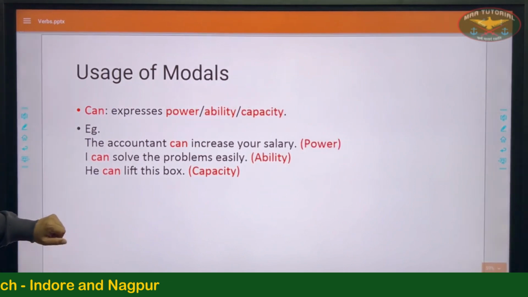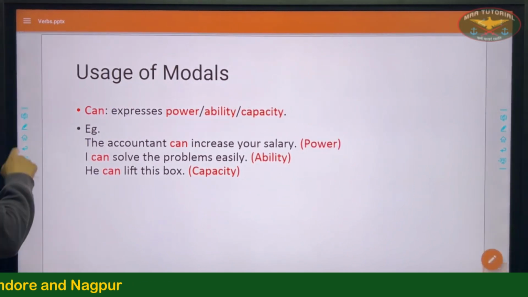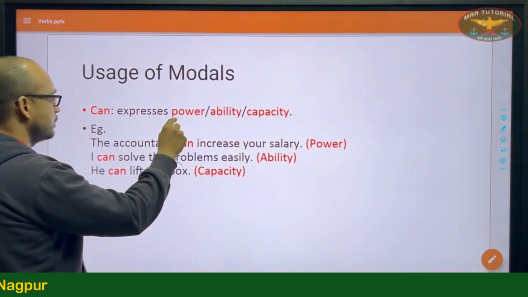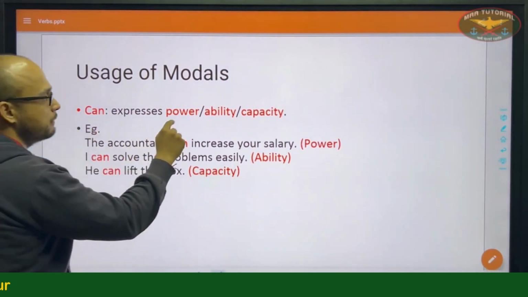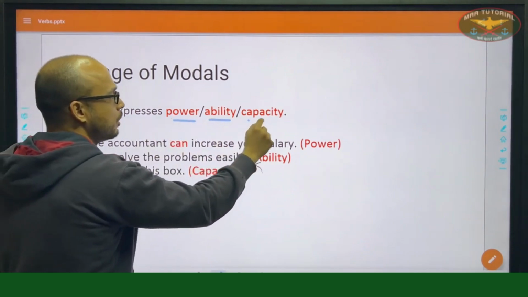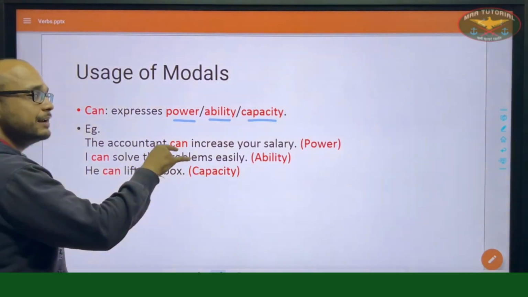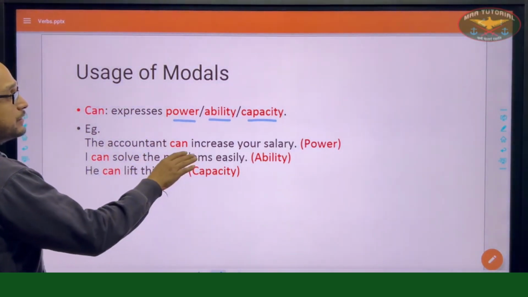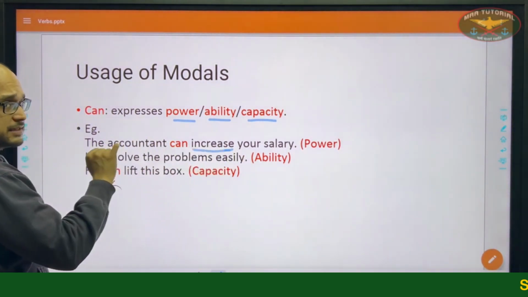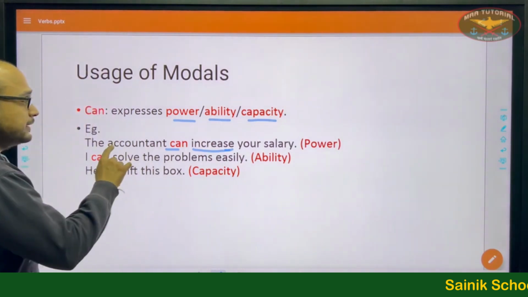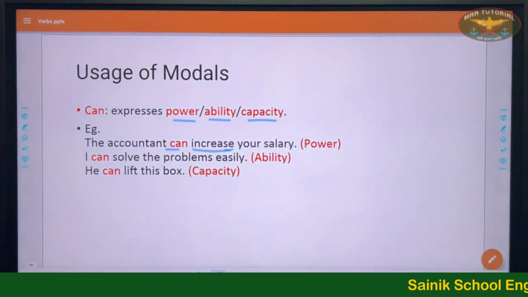We will start with can. So can expresses, what does it express? It expresses power or ability or capacity. It expresses the ability or capacity of the subject to do something. For example, the accountant can increase your salary. See, it is used along with another verb, increase. Can is a modal. It tells about the power, that the accountant has the power to increase your salary.